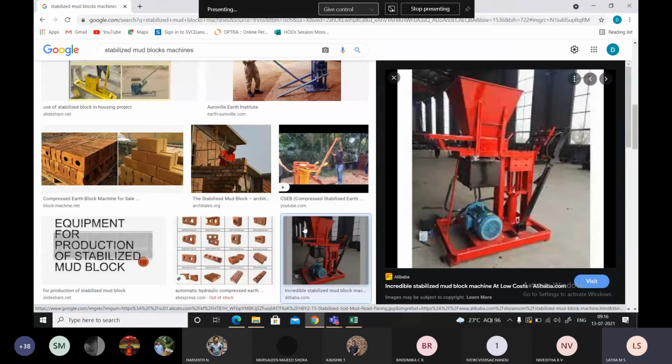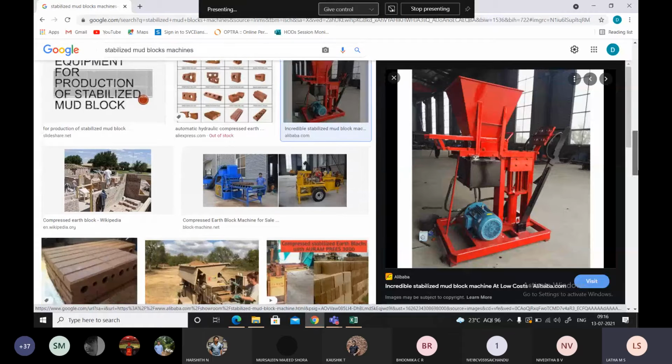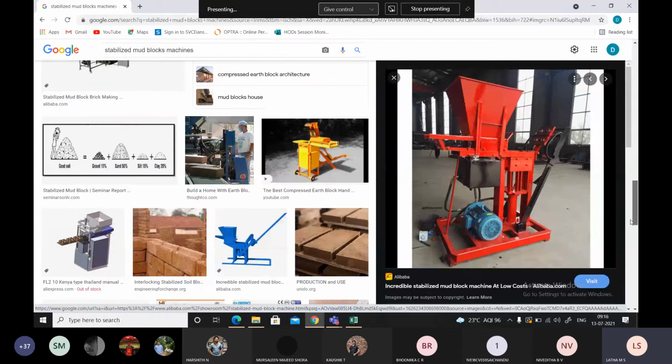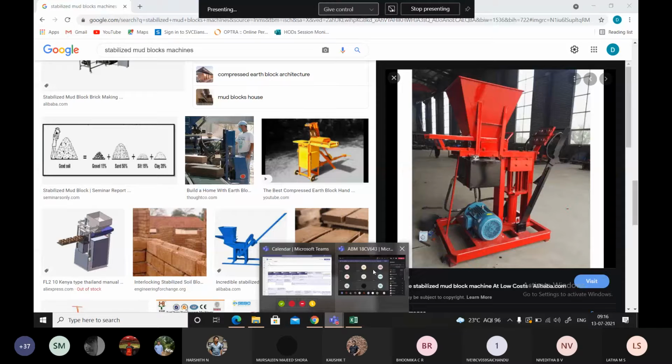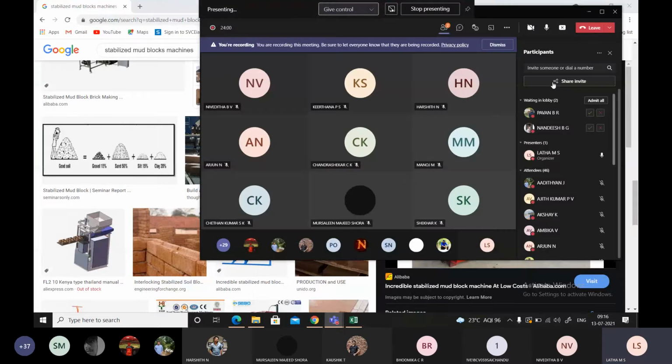who manufactures this type of stabilized mud block machines. You find machines like this also, students. You find a filler, you will be filling this material. It is electric operated. Then this filler moves to the block, and it is getting self compacted with the electric operation. So such various types of machines are available in the market. You can decide depending upon the condition, whatever is required.